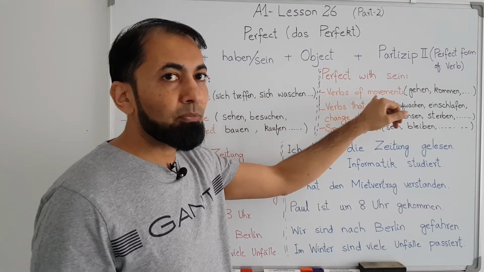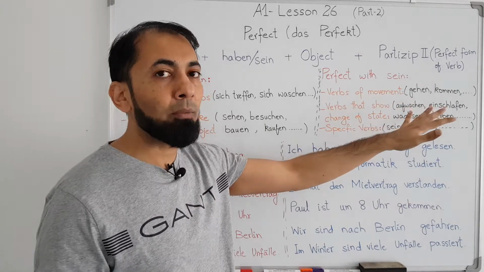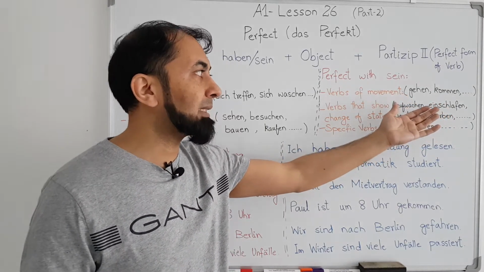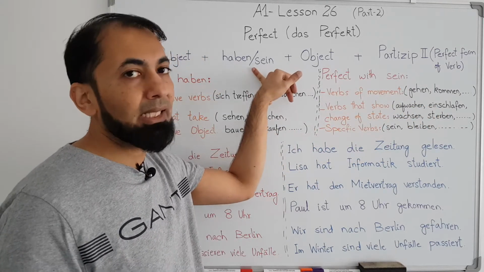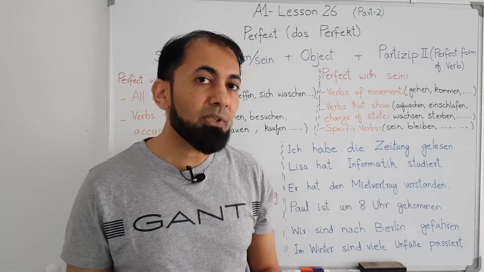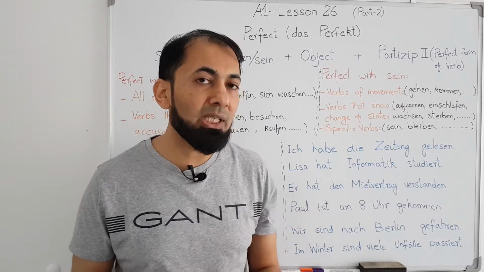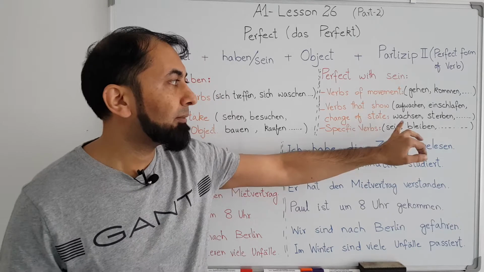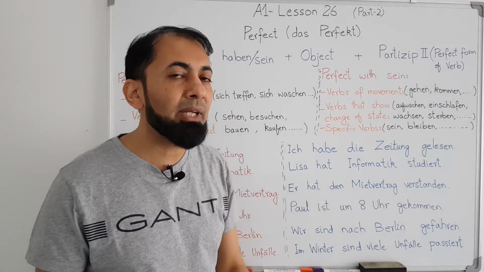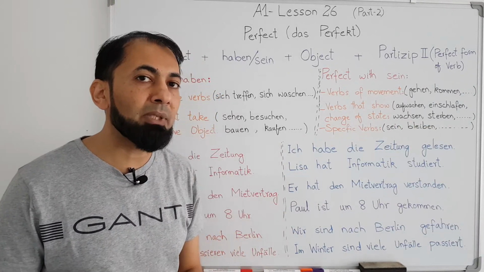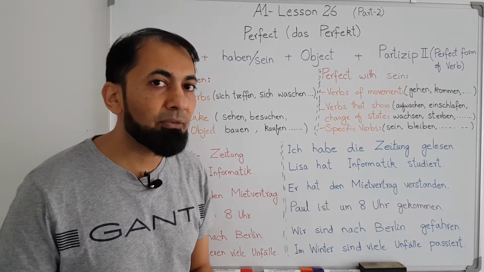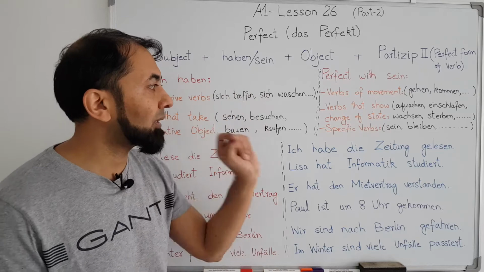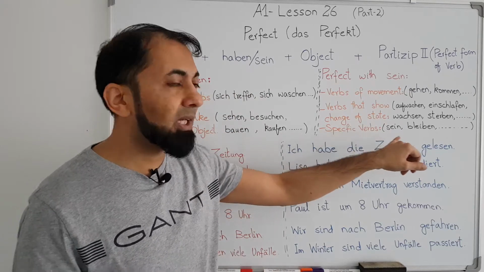There are verbs of movement like gehen, kommen. Whenever one of these verbs is used in German in a perfect tense, we will always use sein at the second position. There are certain verbs in German which show a change of state, like aufwachen, einschlafen, wachsen, sterben, etc. Whenever one of these verbs comes in a sentence in the perfect tense, we will always use sein at the second position. Then we have specific verbs.